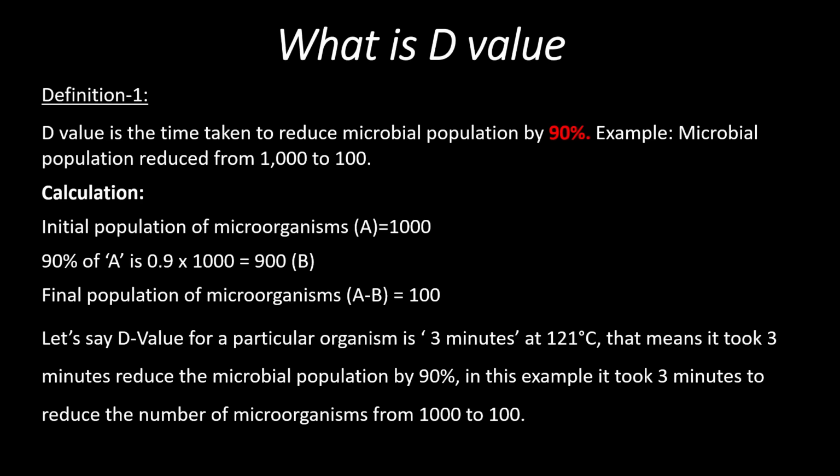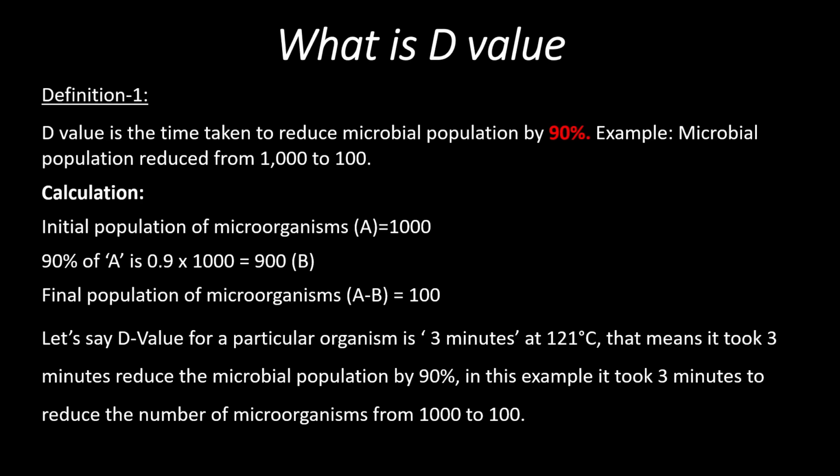Let's say D-value for a particular organism is 3 minutes at 121 degrees. That means it took 3 minutes to reduce the microbial population by 90%. In this example, it has taken 3 minutes to reduce the number of microorganisms from 1000 to 100. How much is it reduced? When you say the organisms are reduced from 1000 to 100, 90% of the organisms are reduced, which is equivalent to 900. So 900 organisms are killed.